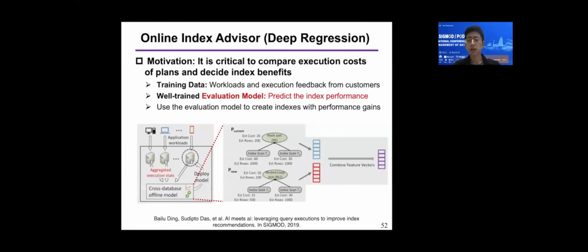And recently, machine learning-based index selection methods consider whether we can replace the feedback part with machine learning models. So the core idea is that it's critical to compare the execution costs of plans and decide the index benefits. In simplicity, we only consider whether we can gain a performance improvement after creating the indexes. If yes, we just build it. If not, we just ignore it. So this method builds an evaluation model to create indexes with performance gains.